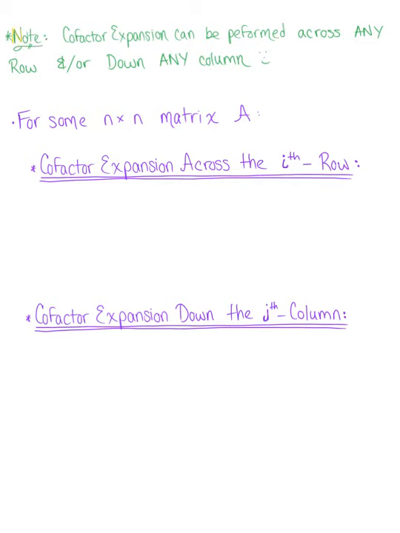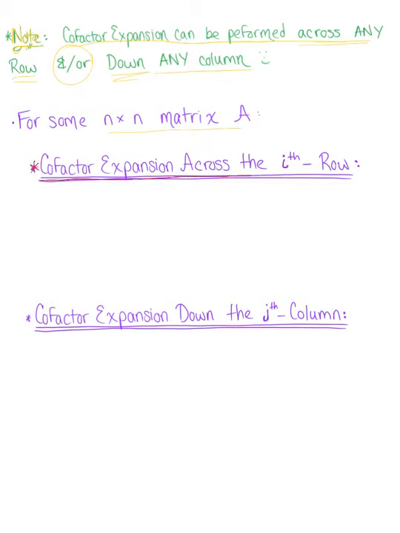Now, what makes cofactor expansion so much fun is that it can be performed across any row and/or down any column. Right, so this is going to simplify our computational lives substantially. We can look at some n by n matrix A and determine what column or what row is going to produce the easiest computations for us. So let's take a quick peek at each case here.